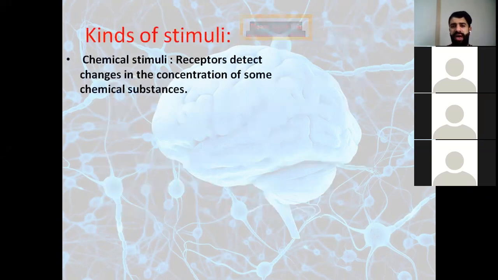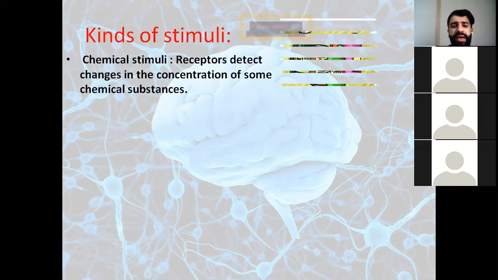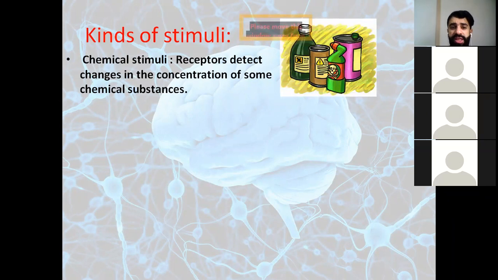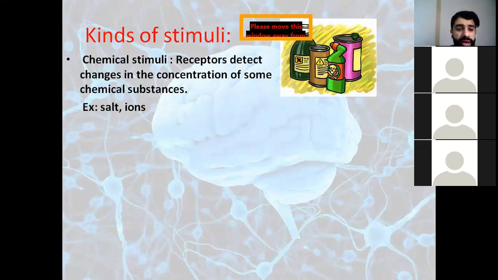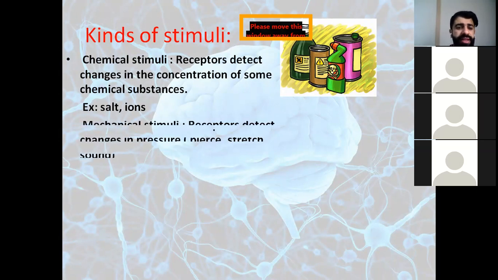We have different kinds of stimuli. We have the chemical stimuli. Receptors detect changes in the concentration of some chemical substances. For example, eating a food that contains a high concentration of sodium chloride, or salt. You are going to detect this using your tongue. So this is a chemical stimulus. For example, salt and ions, as I said.